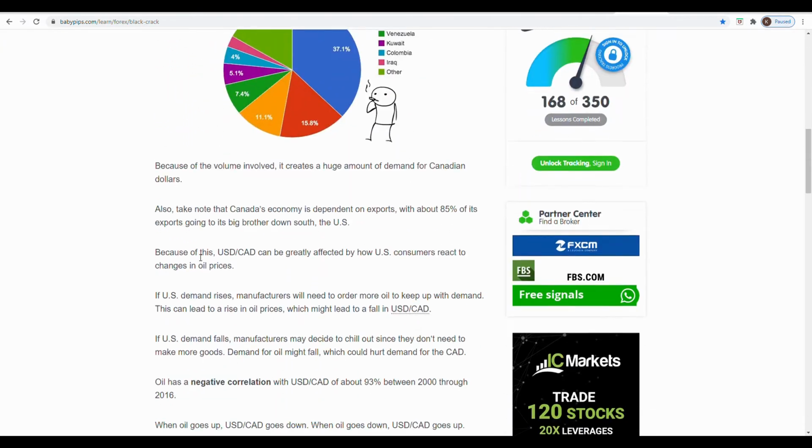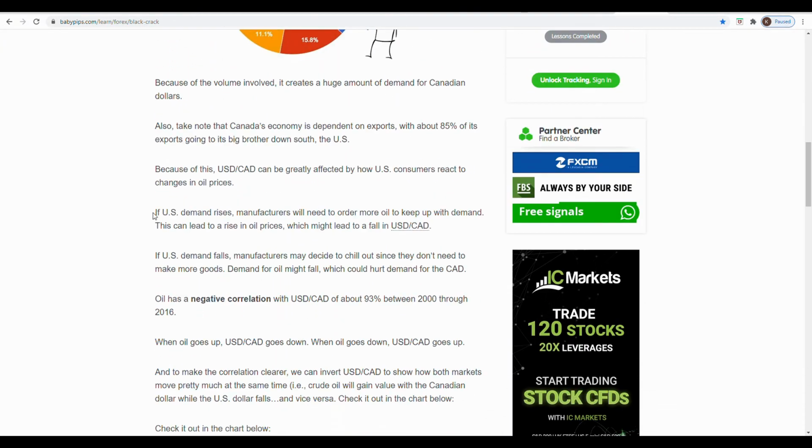You can see over here, if US demand rises for the oil itself, manufacturers will need more oil to keep up with the demand. This leads to a rise in the oil price, which might lead to a fall in USD Canadian. Why? Because they need more Canadian dollars. So when Canadian goes up, USD will come down. Understand or not? That's why USD Canadian will fall if the price of oil goes up.